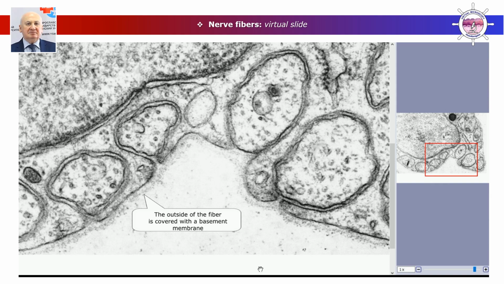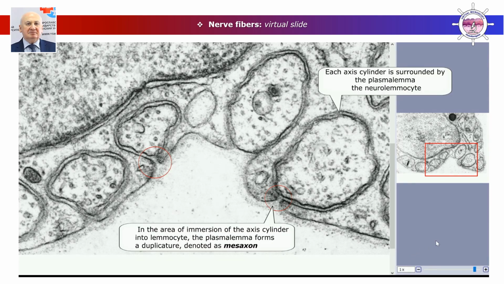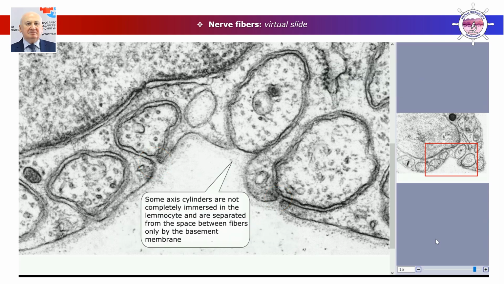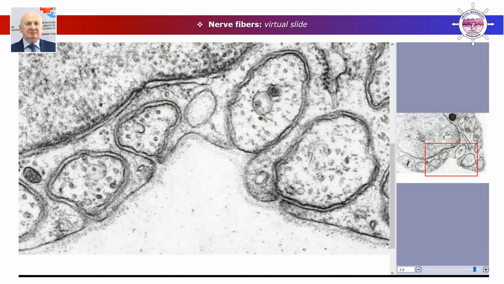The outside of the fiber is covered with a basement membrane. Each axis cylinder is surrounded by the plasmalemma of the neurolemmacyte. In the area of immersion of the axis cylinder into the lemmacyte, the plasmalemma forms a duplicature, denoted as mesaxon. Some axis cylinders are not completely immersed in the lemmacyte and are separated from the space between fibers only by the basement membrane.